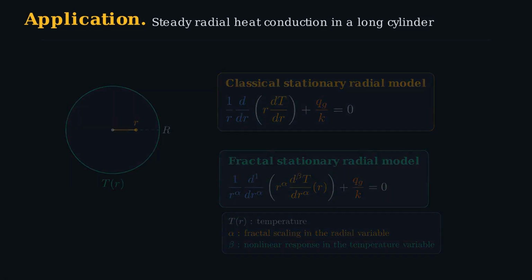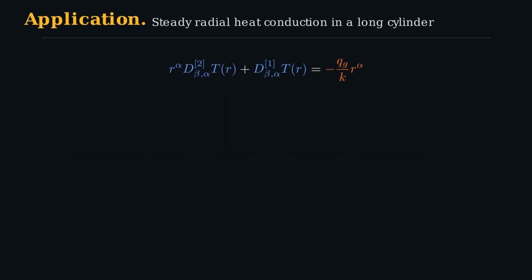Starting from the fractal radial equation, we rewrite the model in terms of the first and second order fractal derivatives. The source term, coming from internal heat generation, remains on the right-hand side. Next, we apply the alpha Laplace transform. To simplify the notation, we introduce y of s as the alpha Laplace transform of the temperature raised to beta. Using the higher order rule, the fractal differential equation becomes an ordinary differential equation in the transform variable s. At this point, the problem is no longer written in the radial variable. It has been transferred to the transform side.